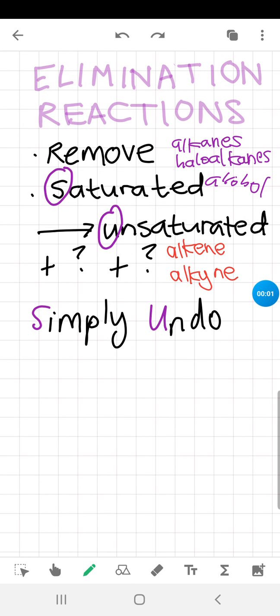Hey guys, so today we're going to do elimination reactions. In an elimination reaction, you eliminate something, which means you remove something. The second thing you need to understand is that we start off with a saturated organic compound and end up with an unsaturated organic compound. Saturated organic compounds have single bonds, S for single, S for saturated, and they can either be alkanes, haloalkanes, or alcohol. And your unsaturated organic compounds have double or triple bonds.